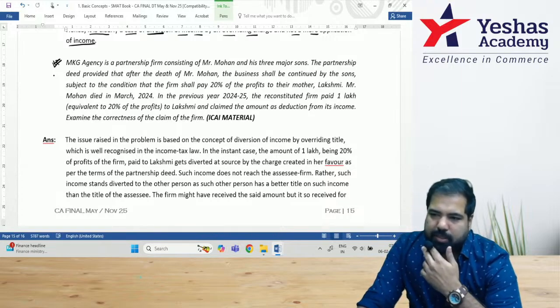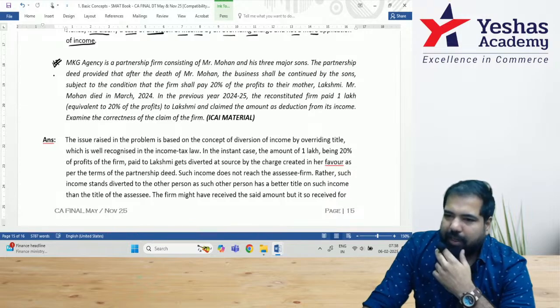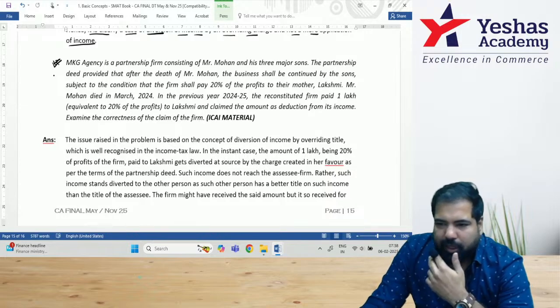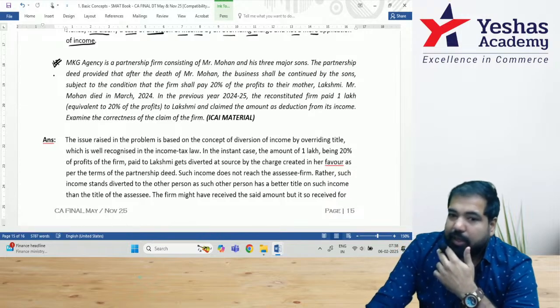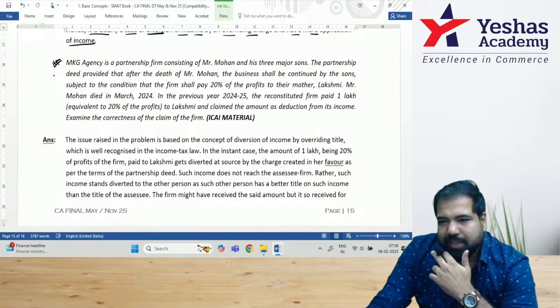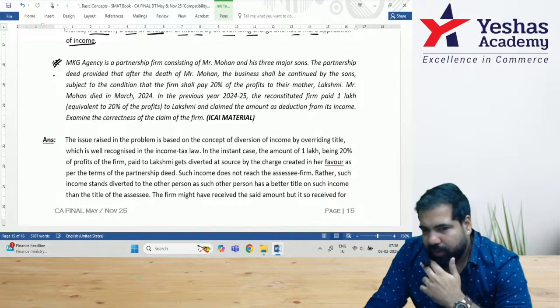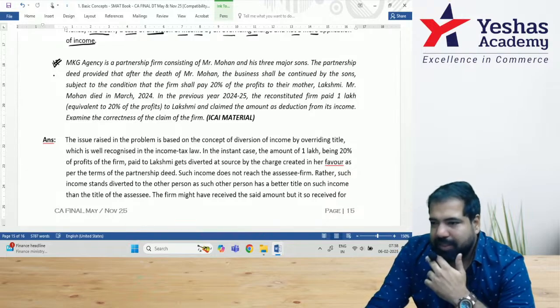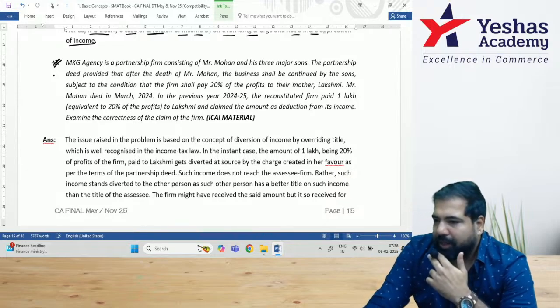Guys, who's running the business? The father. How many sons did he have? And he had put a condition that after me, you will get the business on the condition that 20 percent, whatever percent, goes to my wife. Have they agreed to this condition? And have they paid it? Now, please tell me, guys, is this application of income or diversion?